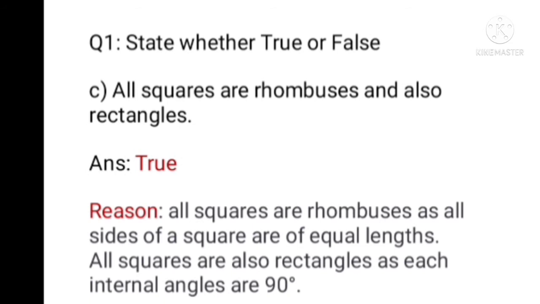Next one, all squares are rhombuses and also rectangles. That is true, because in a square all the sides are equal, so it is a rhombus. And in a square all the interior angles are 90, so it is a rectangle. So all squares are rhombuses and rectangles. True.